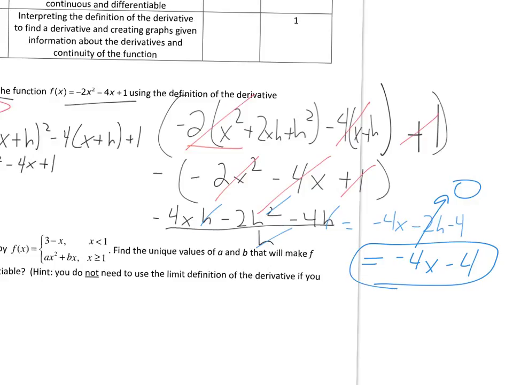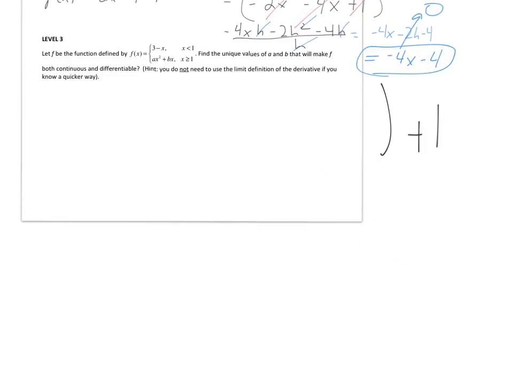Next, I'm going to move to the level 3 question. At level 3, I have the following. It gives me a function defined by piecewise expressions. It wants a and b to make f both continuous and differentiable. As we learned in class, differentiability implies continuity. It also tells us that we can cheat a little bit. We don't have to use those formal limit definitions. So I'm going to choose to use the power rule in this to make my life a little bit easier.